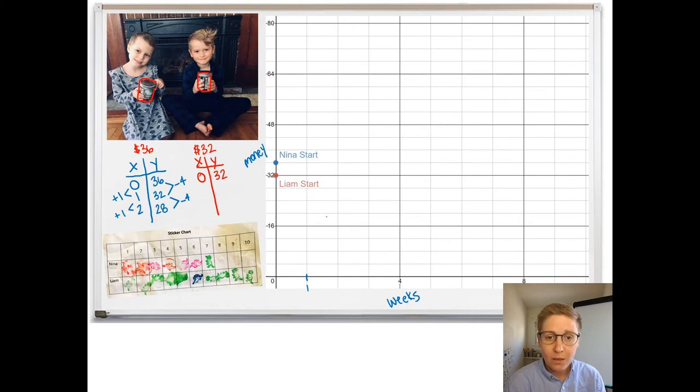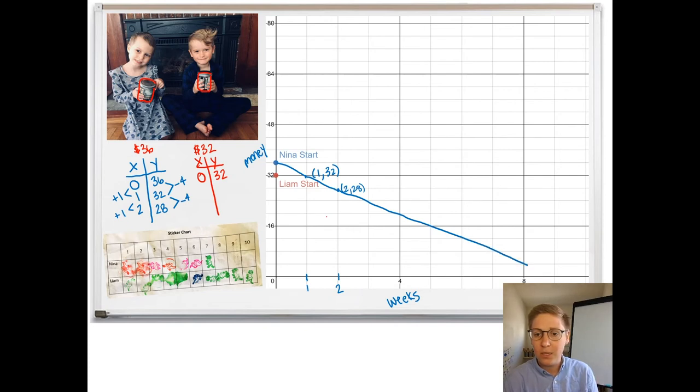My graph is counting by fours on the y-axis, by the way. So after 1 week gone by, she has $32. Another week goes by, she now, I can see in my table, has $28. So 2 weeks have gone by, and she now has $28. If I were to connect those with a straight line, doing my best I can with the drawing app I'm using, I would see that she would continue to decrease in money, decrease, decrease, decrease, until eventually she'd run out of money. I can count here and see that's 9 weeks. She'd end up with $0.